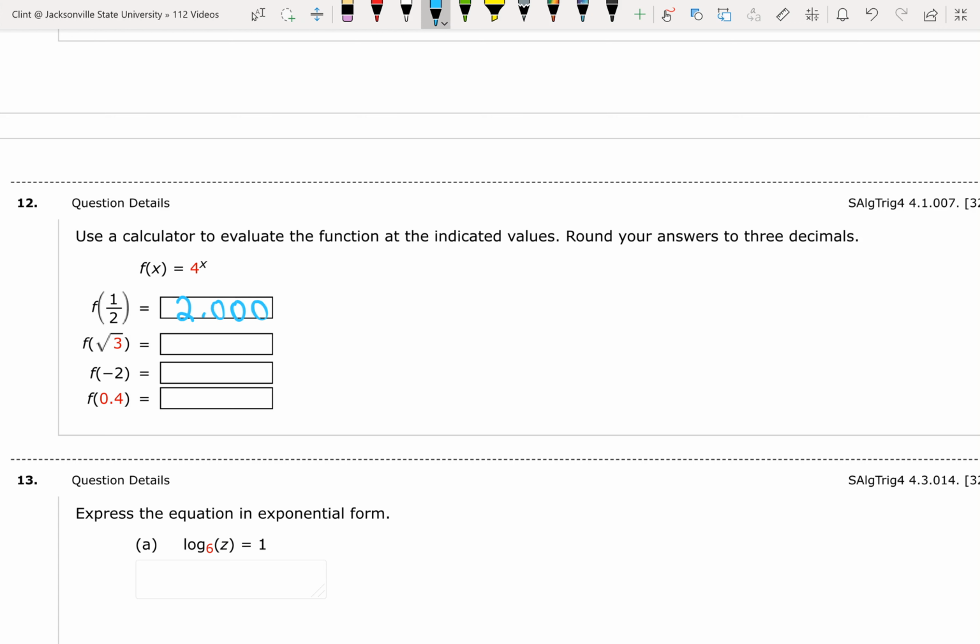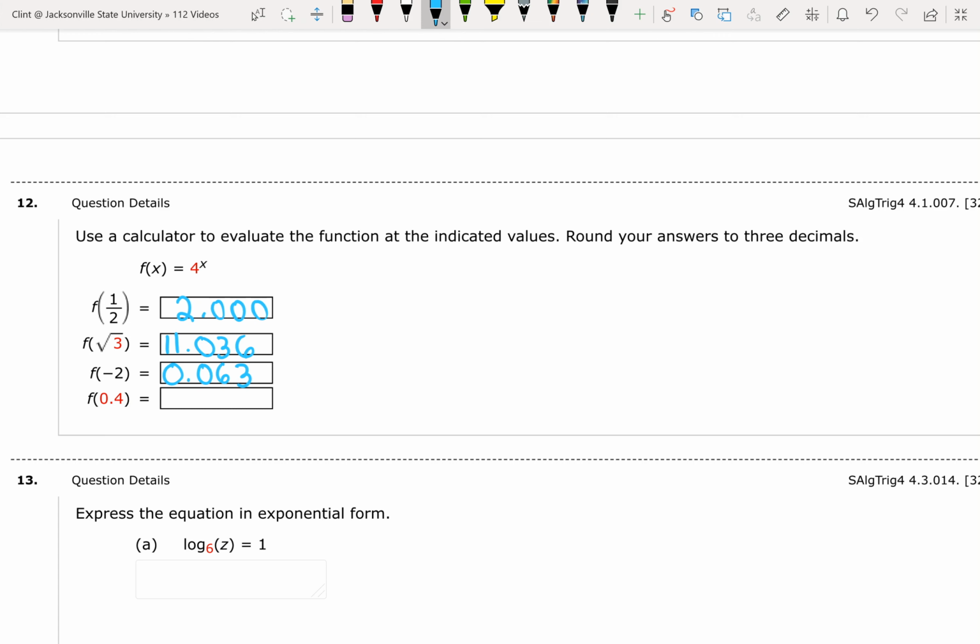Then I'm going to do 4 to the square root of 3 power. There I got 11.036 when we round, it rounds up. Then I'll do 4 to the negative 2 power. Here I got 0.06 and it rounds up to 3.